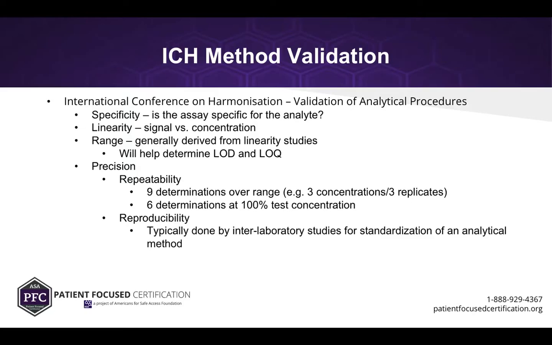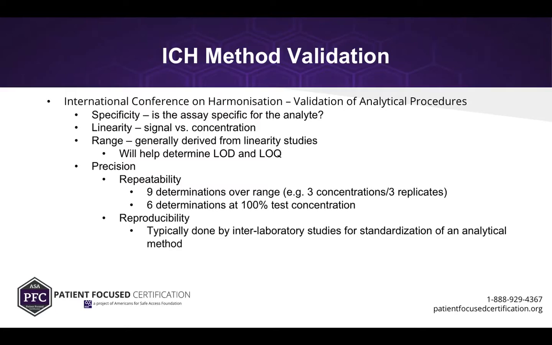You also want to have good linearity, so your signal versus your concentration. If you're having to adjust your linearity and change how you're calculating your regression line, it may be that you need to evaluate your method a little more so that you can get a line that is linear and not one that has to be really heavily played with to get it to meet the acceptance criteria. Your range is generally derived from your linearity studies and will also help you determine your LOD and your LOQ.